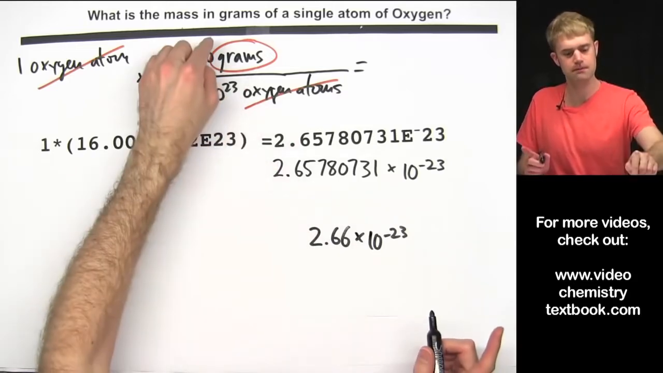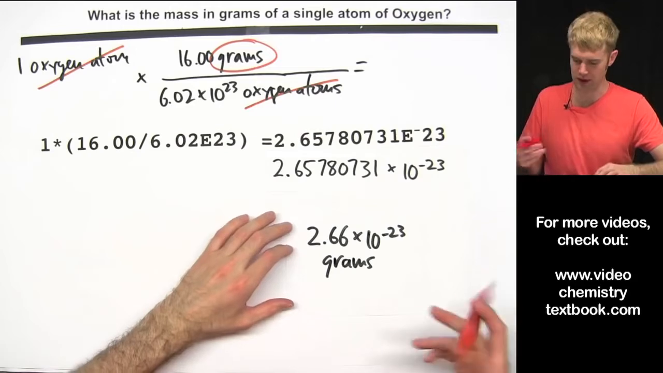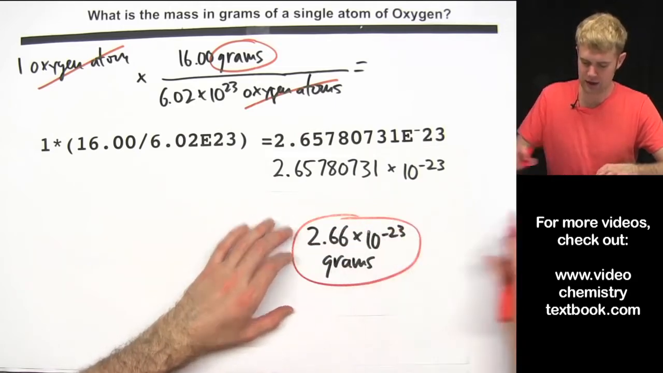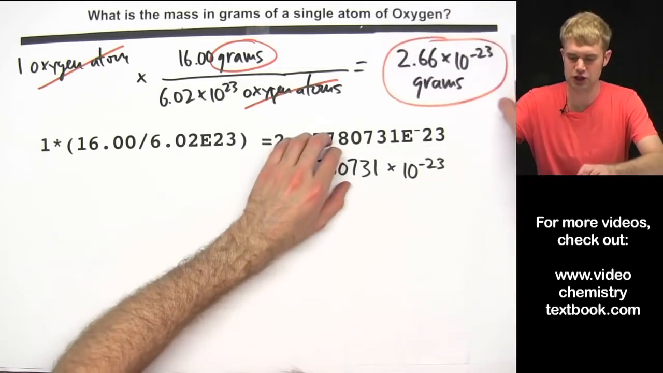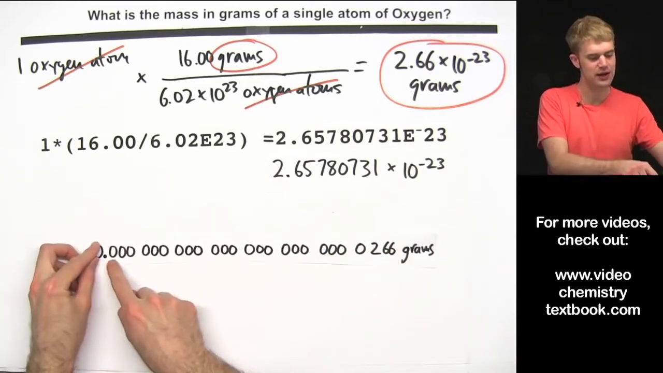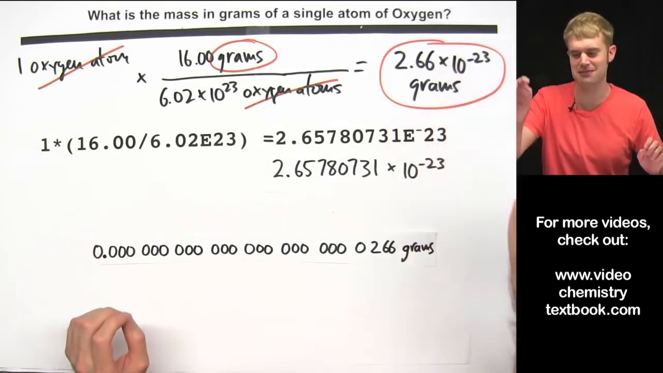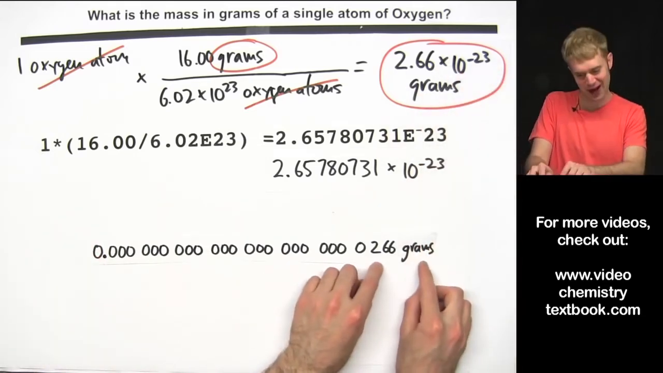And what are our units? They are grams. That's what we were left over with after the conversion factors. Here is our final answer in scientific notation. And if we write this out in regular decimal notation, we can see that it is a tiny, tiny, tiny number. 2.66 times 10 to the negative 23rd grams.